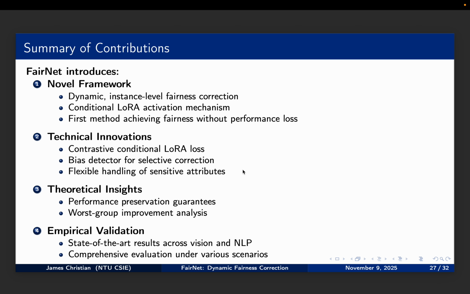Let me summarize the contributions. FairNet introduced four main things. First, a novel framework with dynamic instance level fairness correction, a conditional LoRA activation mechanism, and it is the first method achieving fairness without performance loss. Second, technical innovations include contrastive conditional LoRA loss, a bias detector for selective correction, and flexible handling of sensitive attributes. Third, theoretical insights with performance preservation guarantees and minority group improvement analysis. Fourth, empirical validation with state-of-the-art results across vision and NLP, with comprehensive evaluation on various scenarios.